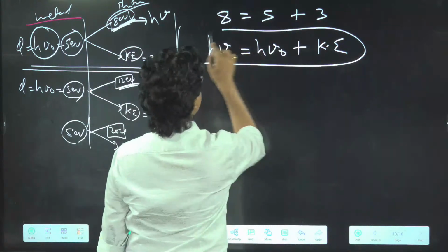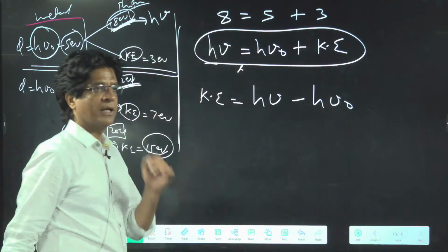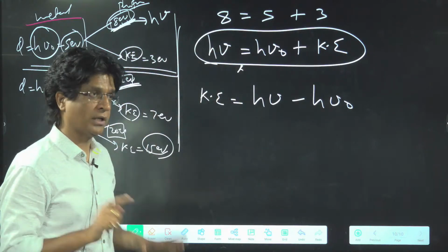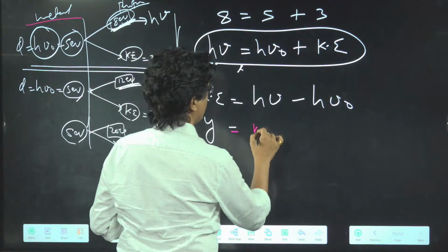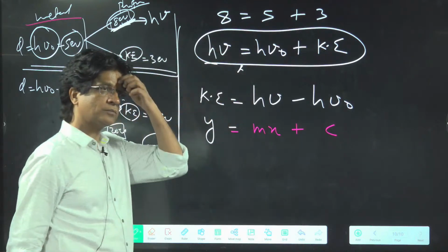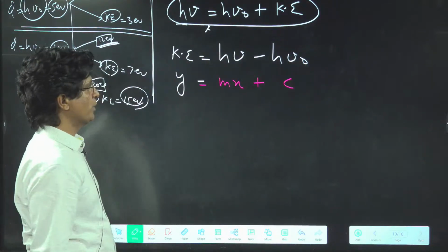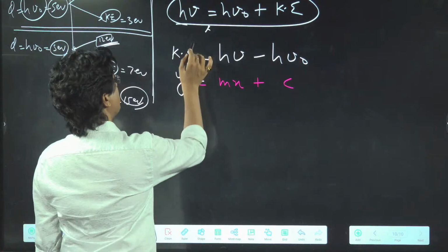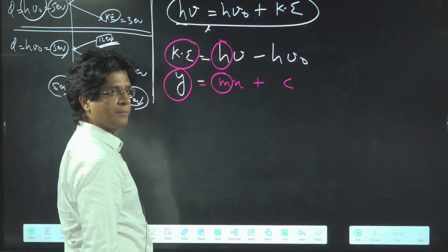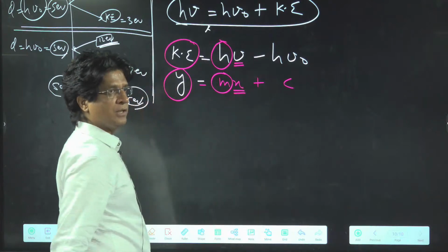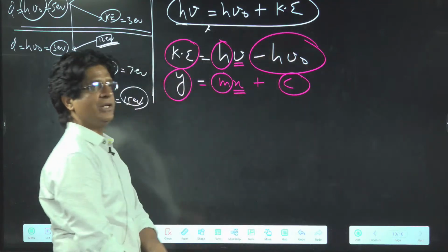So can I rearrange it again, and this will give me kinetic energy is equal to h nu minus h nu naught. Now we have to plot a graph of that. Very, very important. So I'll take kinetic energy on the y-axis. Y equal to mx plus c. Understand, this is very, very important. According to this, my kinetic energy is on the y-axis. What is my slope? Planck's constant. And what is on my x-axis? Frequency of the incoming photon. And what is my intercept? Minus h nu naught.